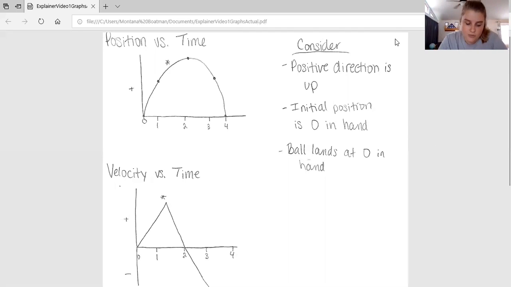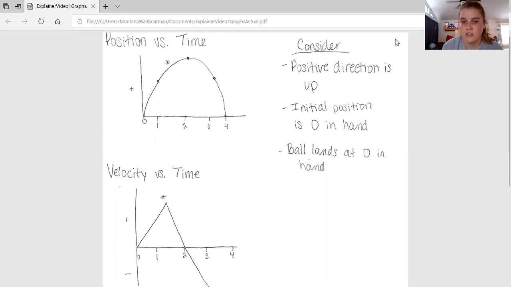Hey guys, so today I'm going to be explaining the motion of a ball thrown straight up and then being caught. We're going to cover the position versus time graph, the velocity versus time graph, and the acceleration versus time graph. A couple things to consider.